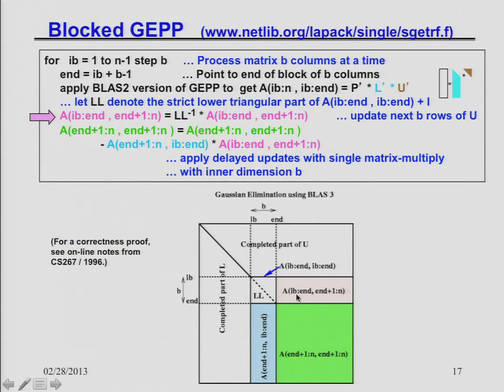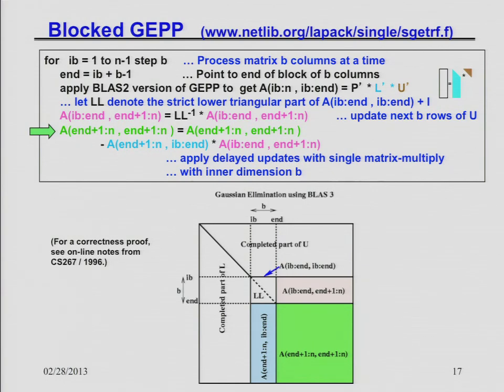So at this point, I have that pink matrix, I have that blue matrix, but I haven't touched the green matrix yet. I have to update it, and that's where all the work goes. It's a matrix multiply. I multiply the blue times the pink, and subtract it from the green, and that's exactly the work that the classical algorithm would have done, but I've done it with a single call to the BLAS. And if you want to see a proof, you can go look it up somewhere else, but that's the basic idea.